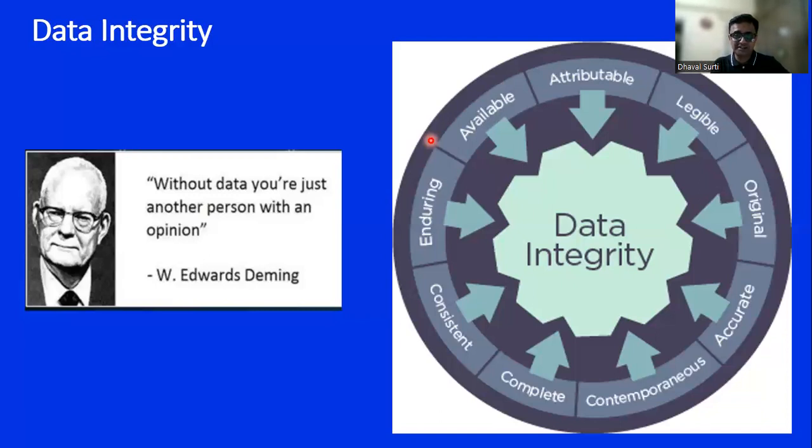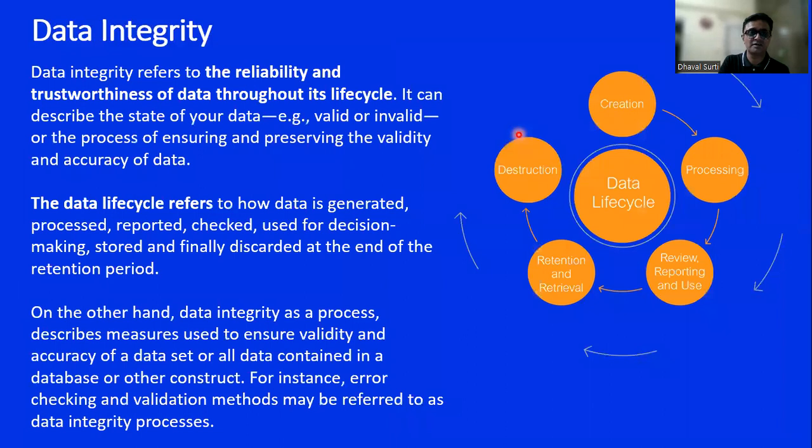So let's understand step by step what is data integrity. Data integrity refers to the reliability and trustworthiness of the data throughout its life cycle. So first it should be reliable and it should be trustworthy. It can describe the state of your data, such as data is valid or data is invalid, or the process of ensuring and presenting the validity and accuracy of data. So this is important: data life cycle.